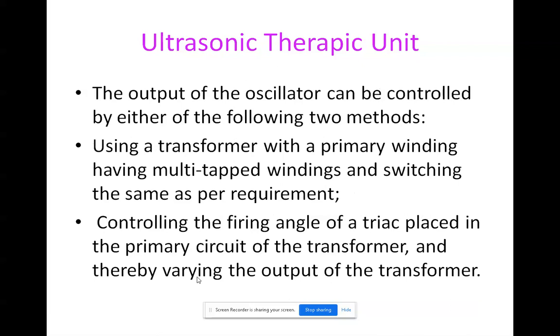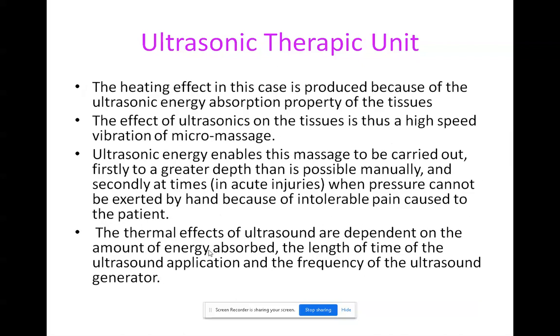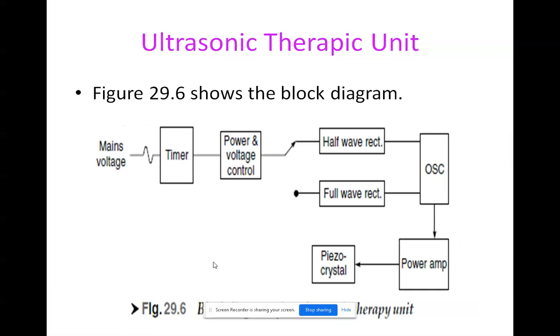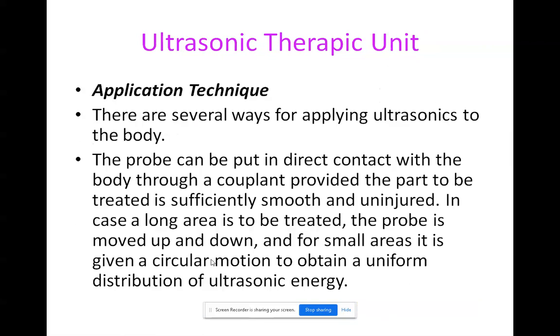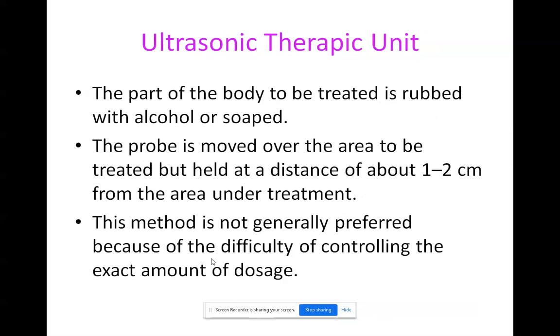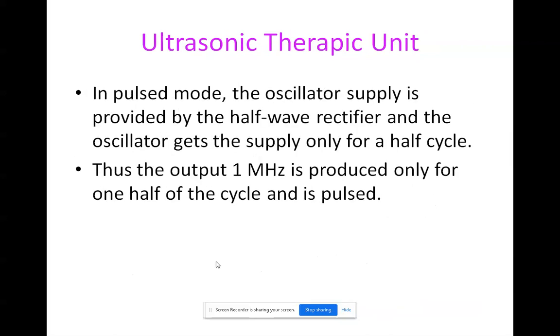So the output of the oscillator can be controlled by either of the following two methods. Okay. Using a transformer with a primary winding having multi-tapped winding and switching the same as per requirement. So you can control the output of the oscillator by two methods. One is the transformer method. So the transformer, which is having primary winding, will be multi-tapped. Okay. In the diagram they didn't give it. Okay, you imagine.